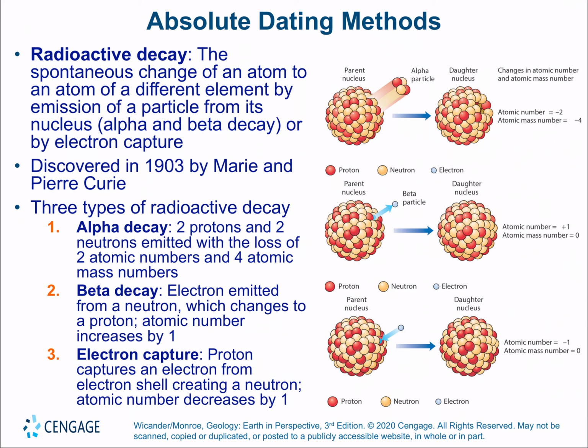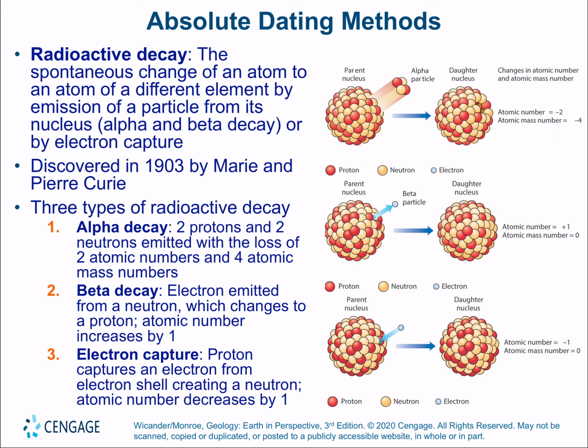So radioactive decay is the spontaneous change of an atom to an atom of a different element by emission of a particle from its nucleus. You have alpha or beta decay or electron capture. It was developed in 1903 by Marie and Pierre Curie.